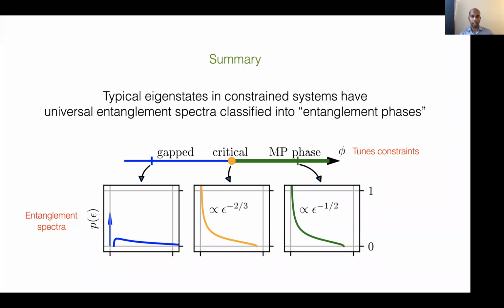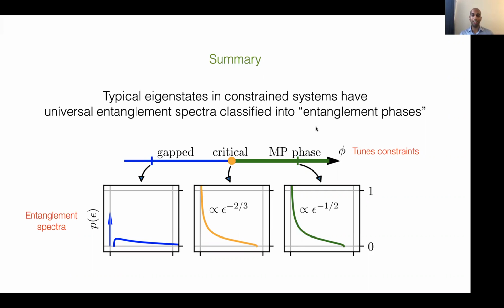You can see that this phase has a square root singularity at the origin. This phase is gapped at the origin, and they're separated by a critical point with a 2/3 singularity near the origin. So there really is some interesting structure in the entanglement spectra of constraint systems, and they're universal in some sense, which I will come to later.